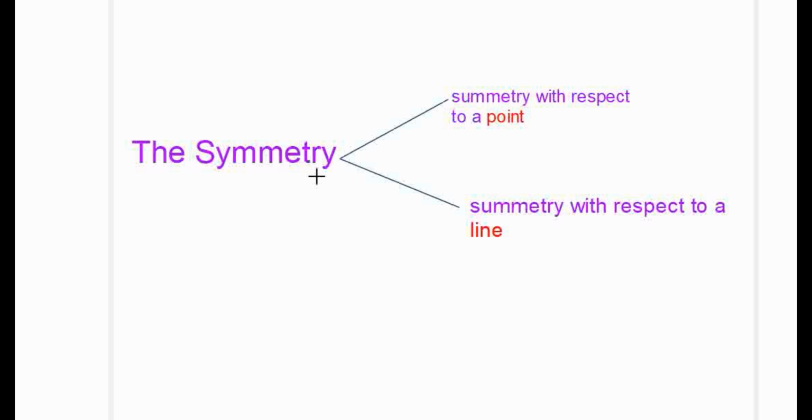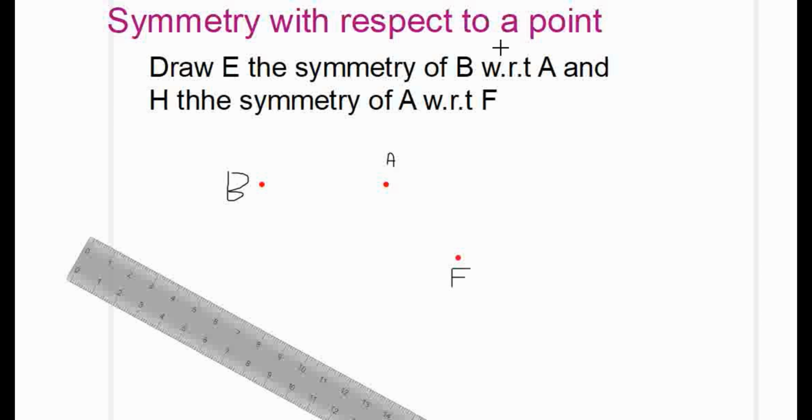We have two kinds of symmetry: symmetry with respect to a point and symmetry with respect to a line. You should know how to draw the symmetry with respect to a point and how to draw the symmetry with respect to a line. We are going to talk more about each one of them. So let's start with the symmetry with respect to a point.